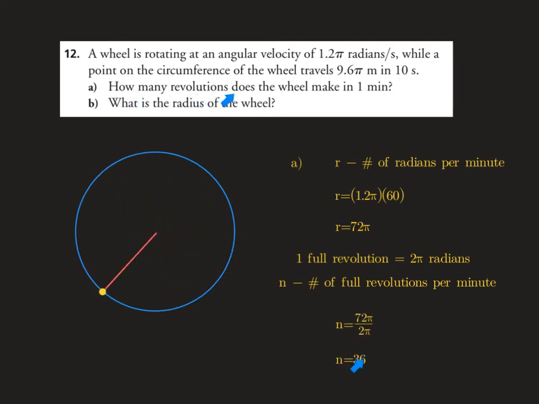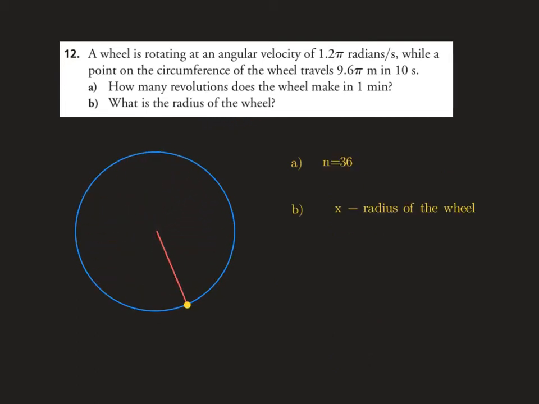So we're doing 36 revolutions every minute. Alright, part B. What is the radius of the wheel? Well, first of all, let's talk about what happens in 10 seconds. There are 9 points. So this point, this yellow point, moves 9.6 pi meters in 10 seconds.